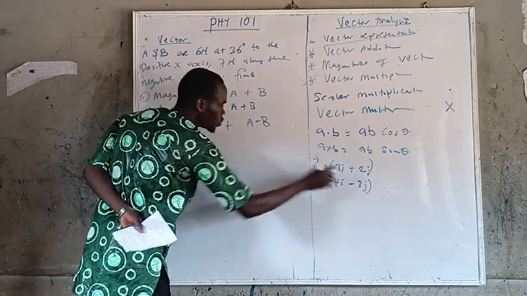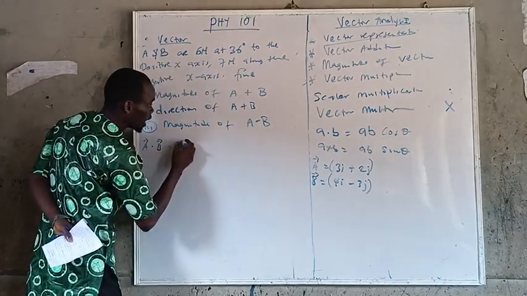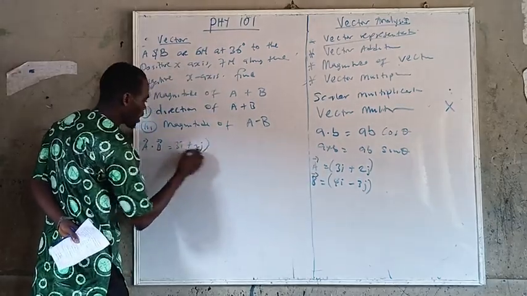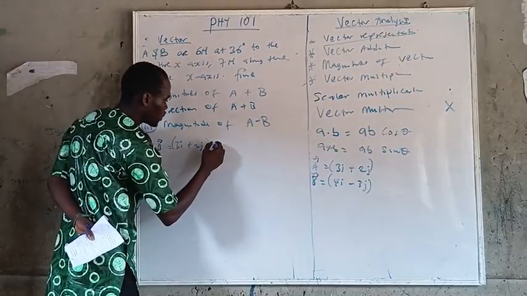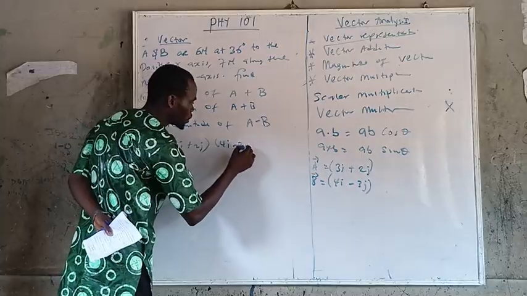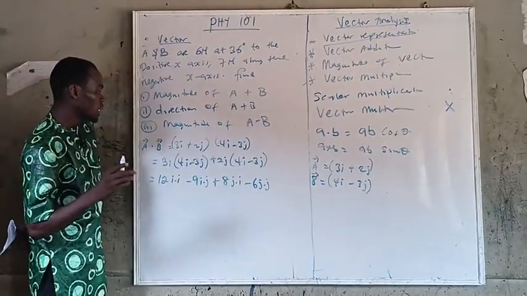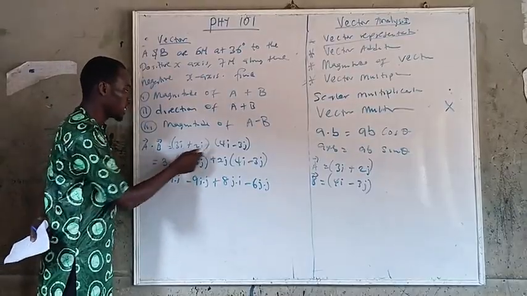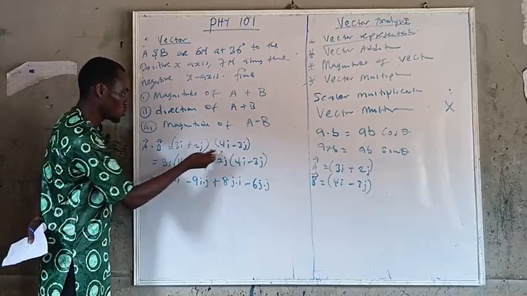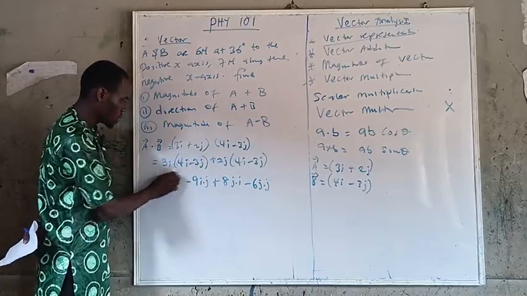Now, expanding this, we say 3i plus 2j times 4i minus 3j. Pause. Now, I believe you must understand how we expand this: 3i times this. When you see it, you open this, this and this.